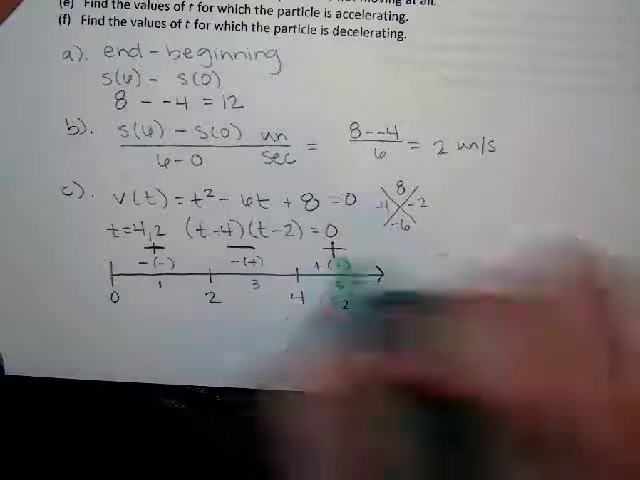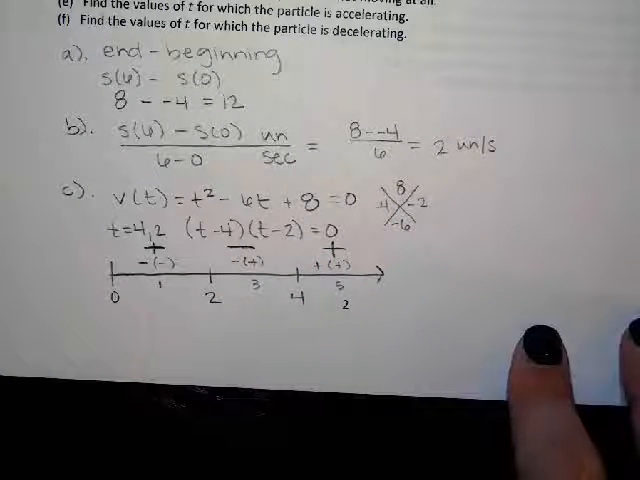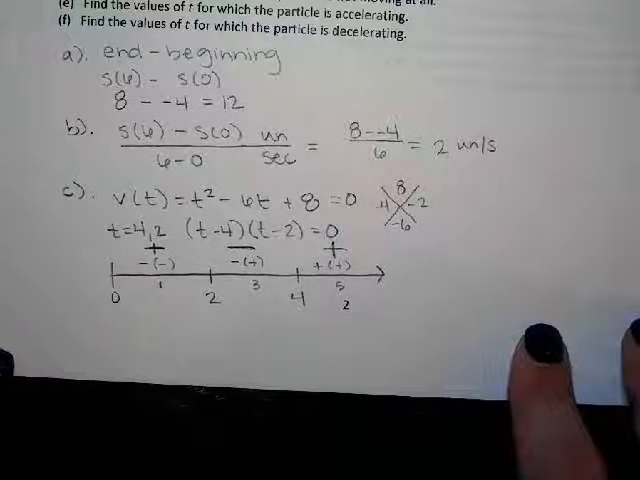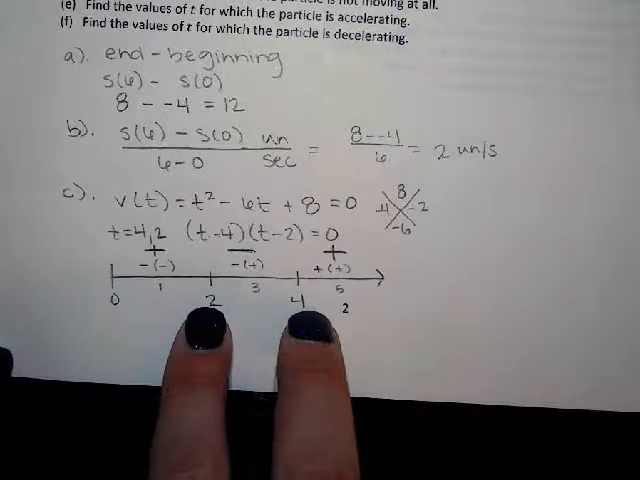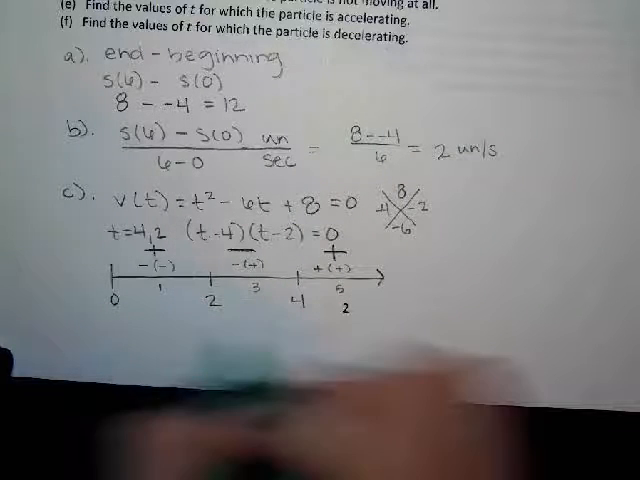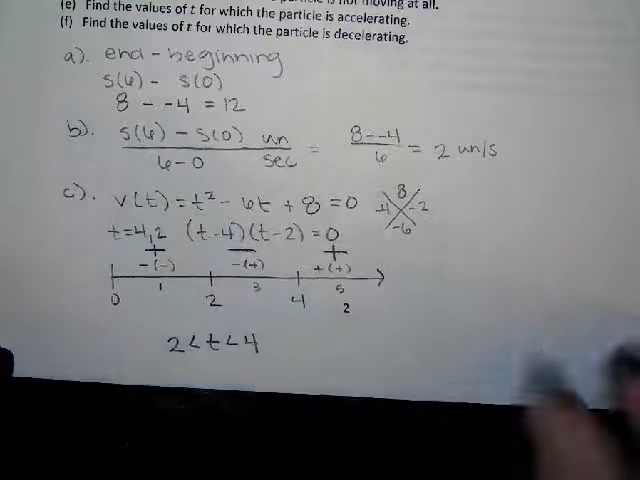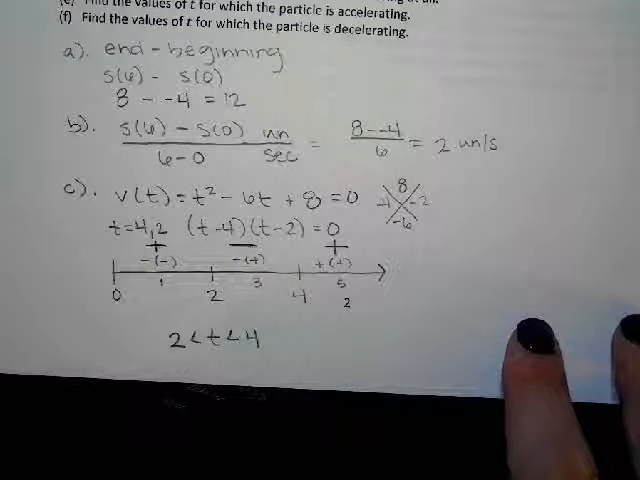So they want to know where the particle is moving downward. Where is the particle moving downward? Between 2 and 4. Okay, so we're going to say it's moving downward where t is between 2 and 4. I'm not including 2 and 4 because at 2 and 4 exactly, the particle is not moving at all. Okay.